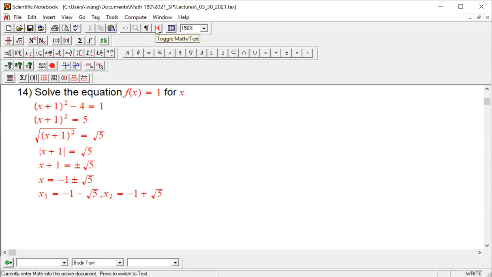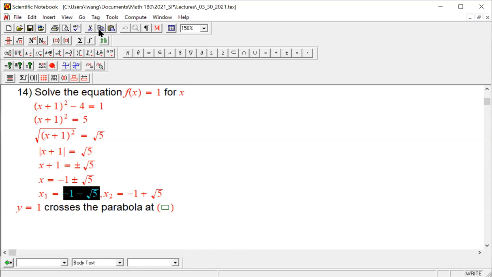You can say the line y equals 1 crosses the curve at 2 points. One point is -1 minus root 5. Don't worry too much about the numerical value, okay? Just use it as is. That's the most precise one. So these are the 2 points.